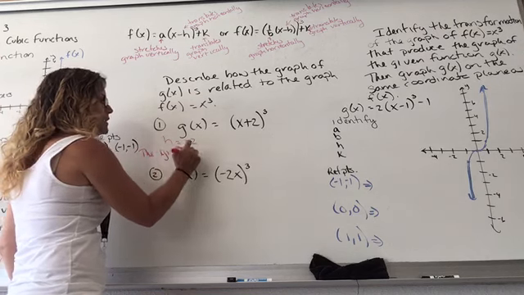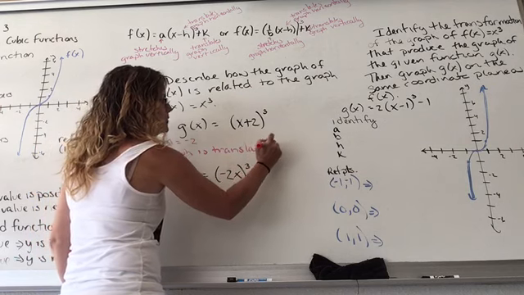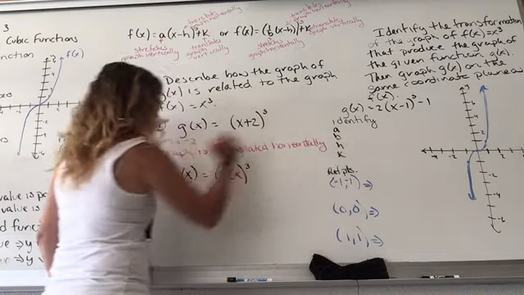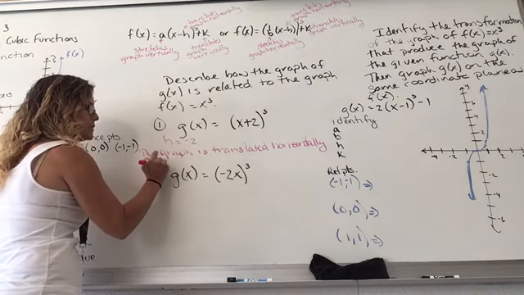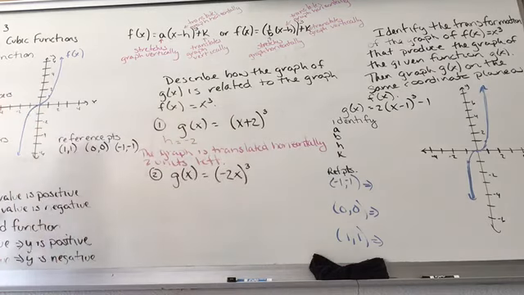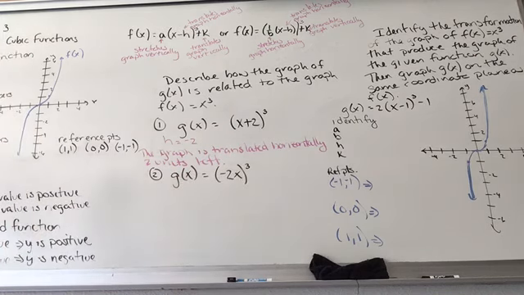The graph is translated horizontally 2 units left. Now, looking at the negative 2 on the next problem. We got to identify, is that A, B, H, or K?